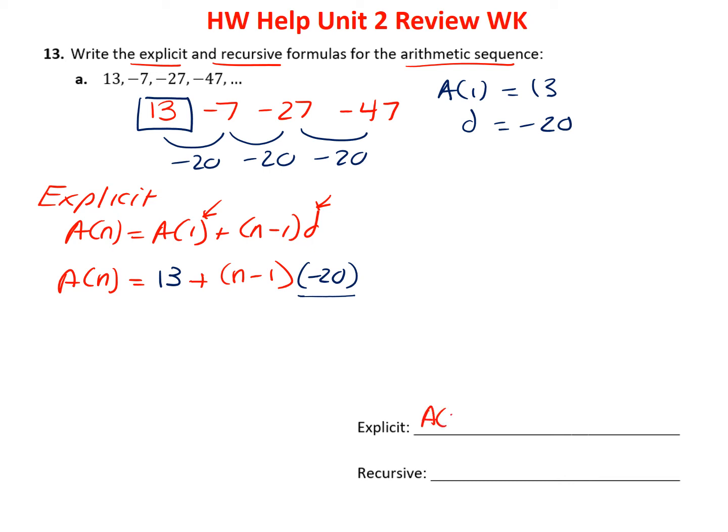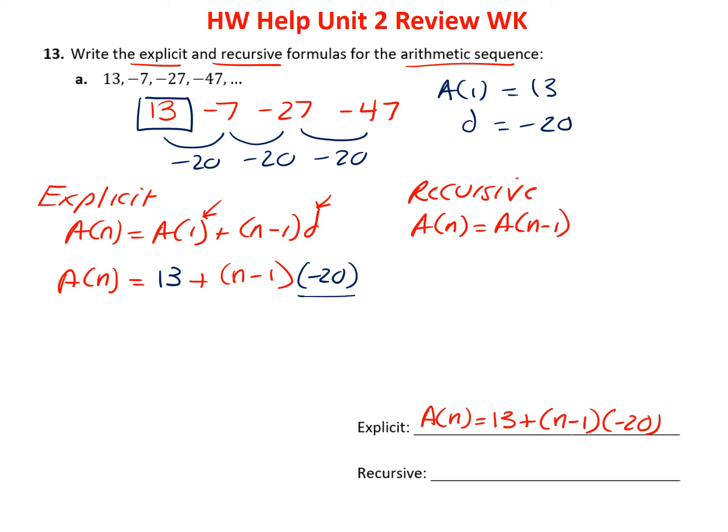Let's write it down here. a of n equals 13 plus n minus 1 times negative 20. Our recursive: for the recursive, we say that the nth term equals the n minus 1 term. That's the previous term. If I want to find the 50th term, the 50 minus 1 is the 49th term, the term just before it, plus d, and then I need to say where it started, so I'll have to put in my a1. So my recursive here is going to be a of n equals a of n minus 1 plus d.